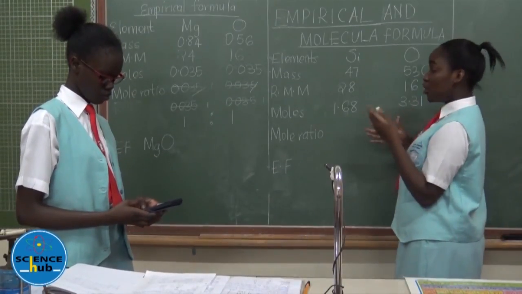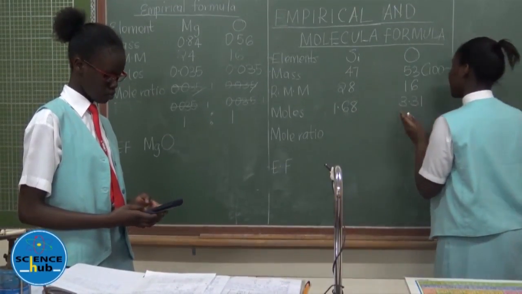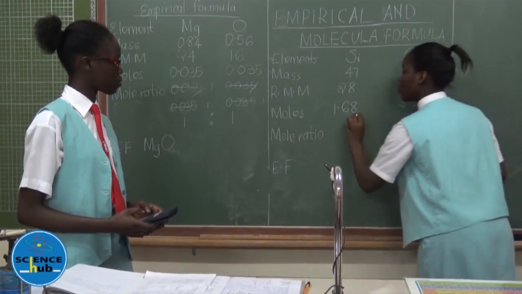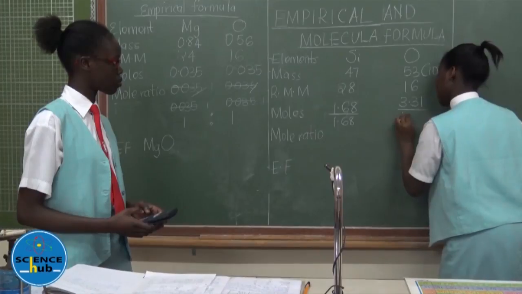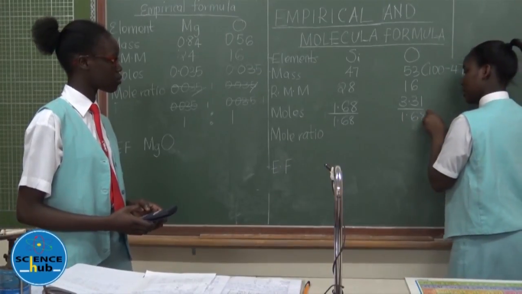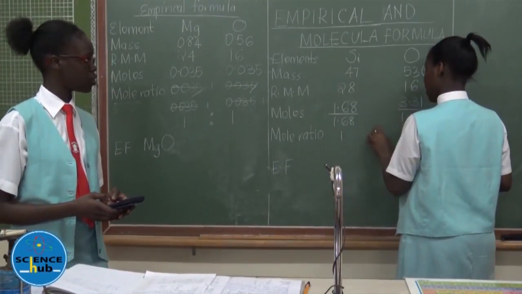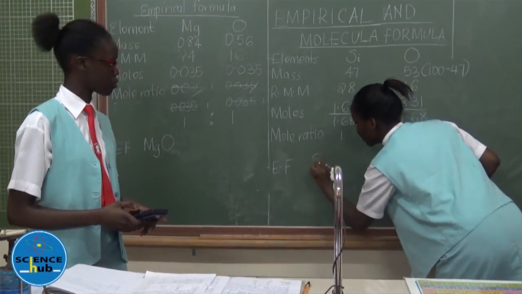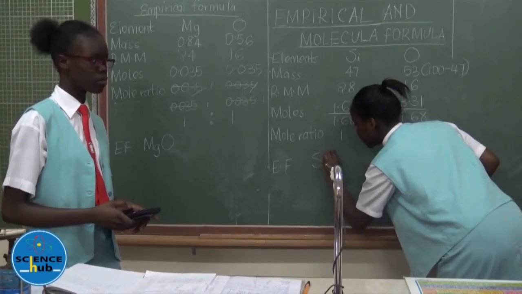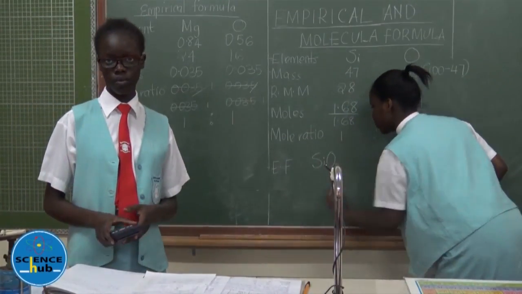We divide the bigger mole value by the smaller one. So divide by 1.68. Here, the ratio is 1:2. Therefore, the formula is SiO2.